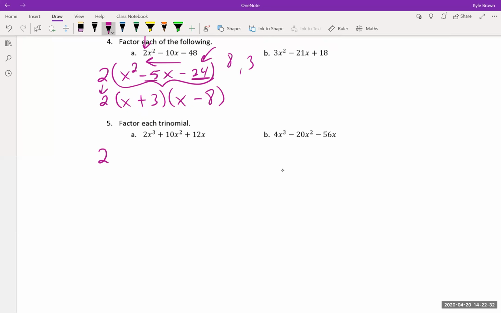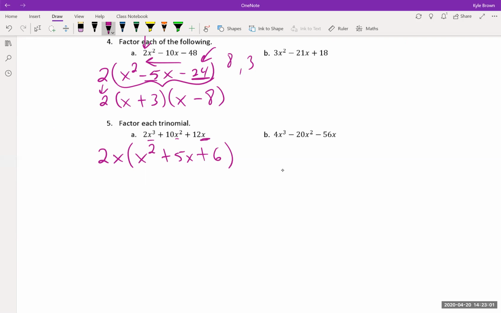So 2 comes out. And I can also see that there's an x in every one of them. So the biggest x I can take out is just x. And then I'll start my bracket and write what I have left. So I'm going to have just x squared plus, and then 10 divided by the 2 I took out is 5x. And then the 12 becomes 6, right? Because divided by 2. So 6, and that x is gone.